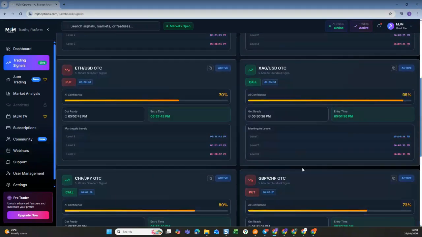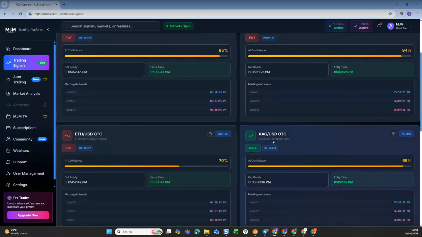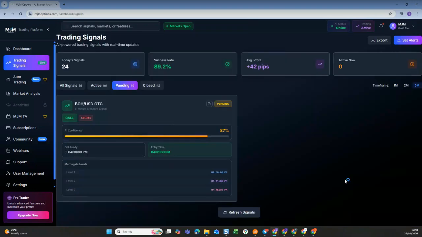Okay, so 95 here exactly. So this is silver. Countdown timer is above 5 minutes, and you click copy. When you click copy, you get to see the signal, you get to copy the signal and paste it somewhere. Then you execute the trade at the entry time. So that's basically how you use the 5 minutes.